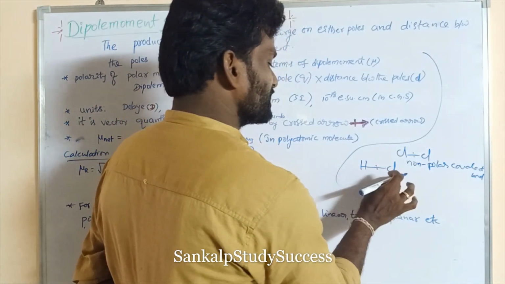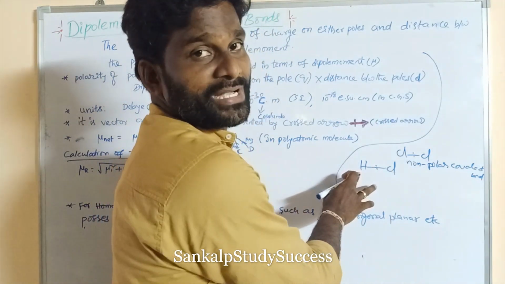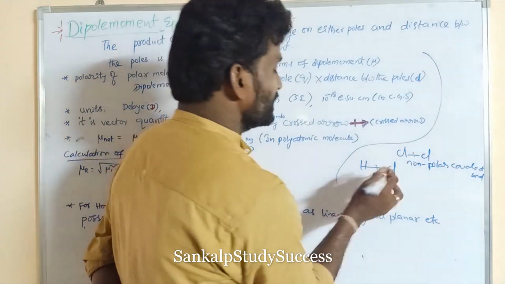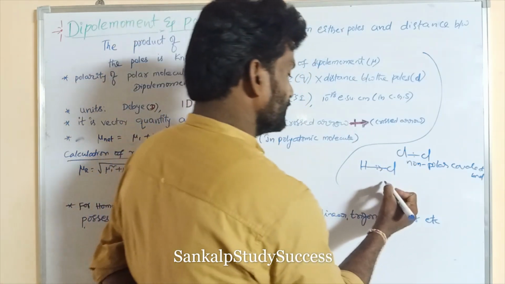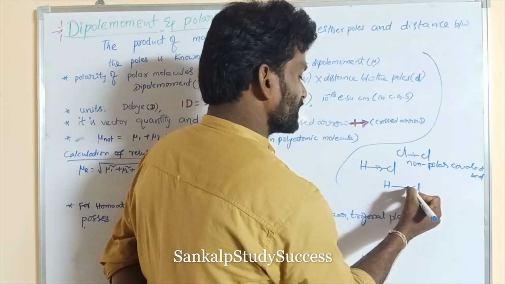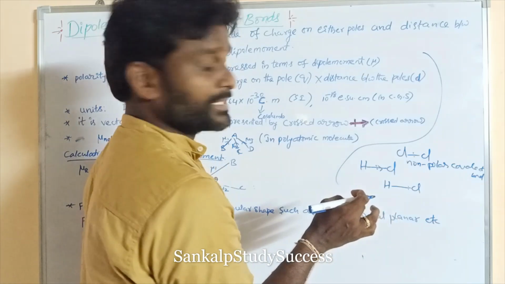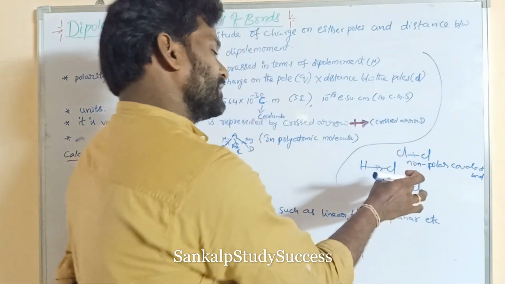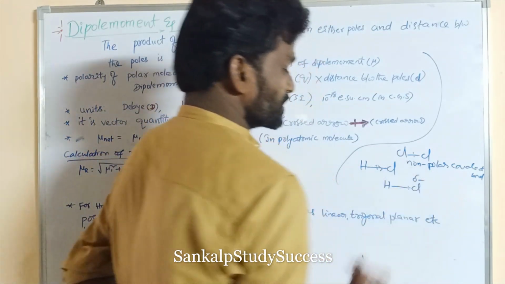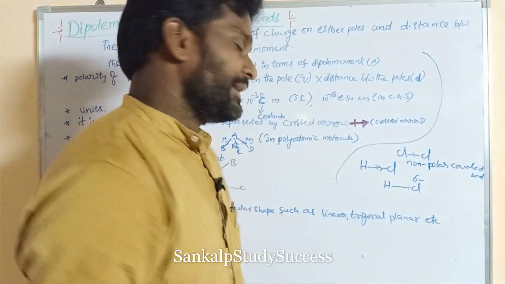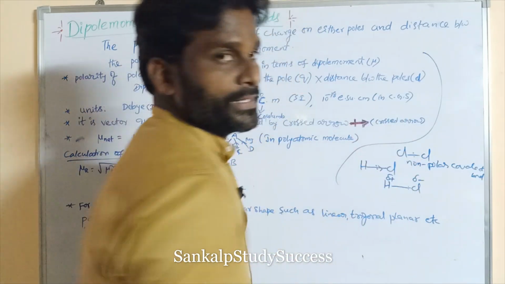So this is H and Cl. In HCl, the more electronegative atom is chlorine, and the less electronegative atom is hydrogen. Then the shared electron pair is shifted towards the more electronegative atom side. That means these two electrons are drawn to the vicinity of the chlorine atom. That means the molecule acquires a partial negative charge on the more electronegative atom and a partial positive charge on the less electronegative atom.